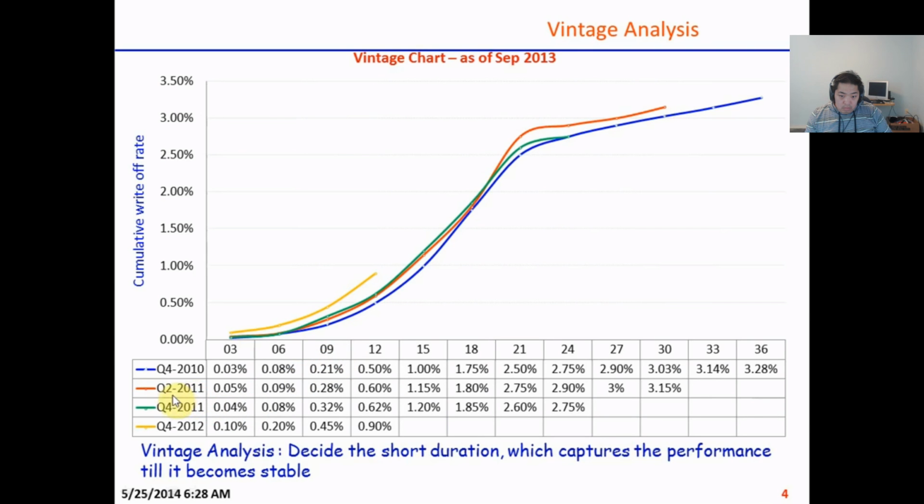If you see what it has done, it has taken accounts opened in Q4 2010, Q2 2011, Q4 2011, Q4 2012, and seen how they have behaved after 3 months, 6 months, 9 months, 12 months. Based on that, you decide whether you'll go with 24 months, 27 months, or 18 months. The idea is that you select the shortest duration which captures the performance until it becomes stable.